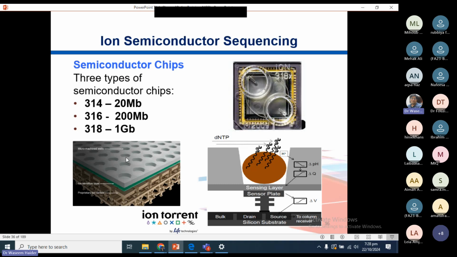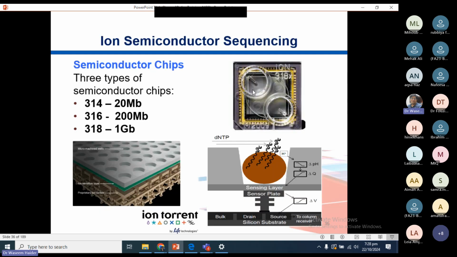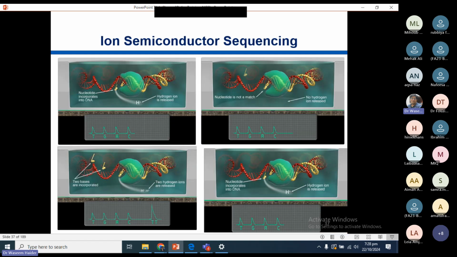So all those spots where that hydrogen ion change happens, where that light signal is coming. Here we have the wells where that light signal is coming, or where that pH change is detected. That means the nucleotide has been incorporated over there, right? So, for example, here a nucleotide comes in and matches, and a hydrogen ion comes out. So that is the change in the pH.